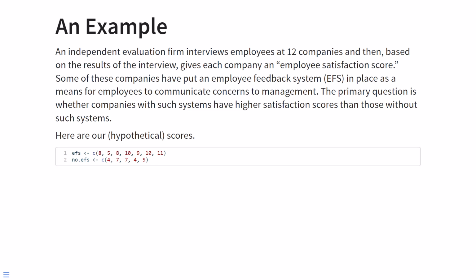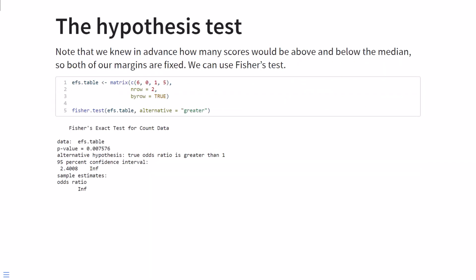Because I know that 6 have to be above the median because we have 12 scores. So you can see here in our matrix how we set it up. The number of successes, that is, how many above the median in one group is 6, in the other group is 0. The number below the median is 1 in one group and 5 in the other. Remember that these were not equal sample sizes. We had more companies in the EFS condition, which is why we're able to get this type of data.